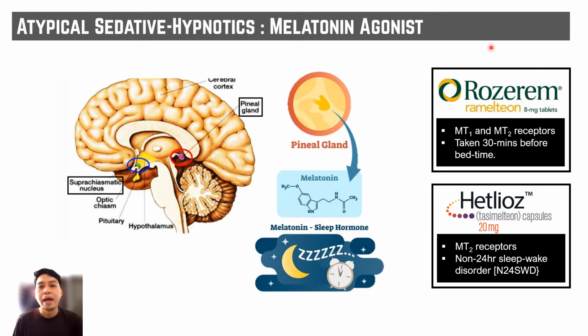Ramelteon is a melatonin agonist at MT1 and MT2 melatonin receptors at the suprachiasmatic nucleus in the brain. It helps to promote sleep onset, and it should be taken 30 minutes before bedtime for the best therapeutic effect. Tasimelteon is another selective melatonin agonist that binds to MT2 receptors and is used to treat non-24-hour sleep-wake disorder. This condition is a disruption in the circadian rhythm due to misalignment with the light-dark cycle and most often occurs in blind patients.